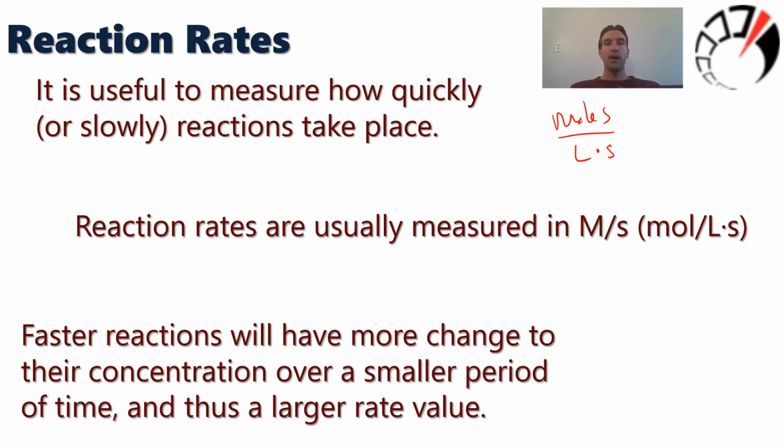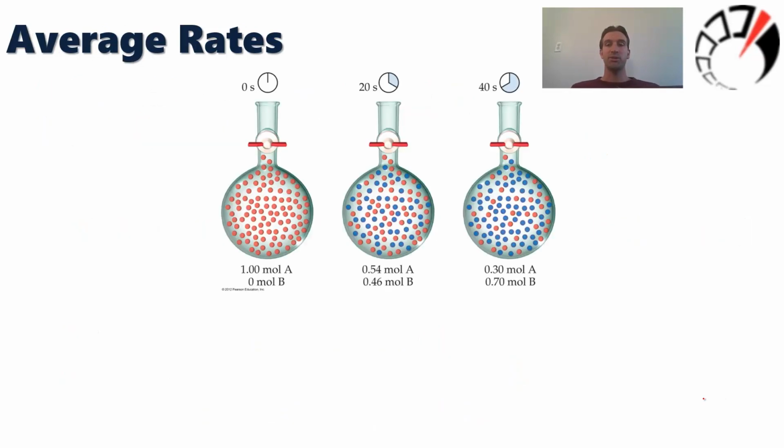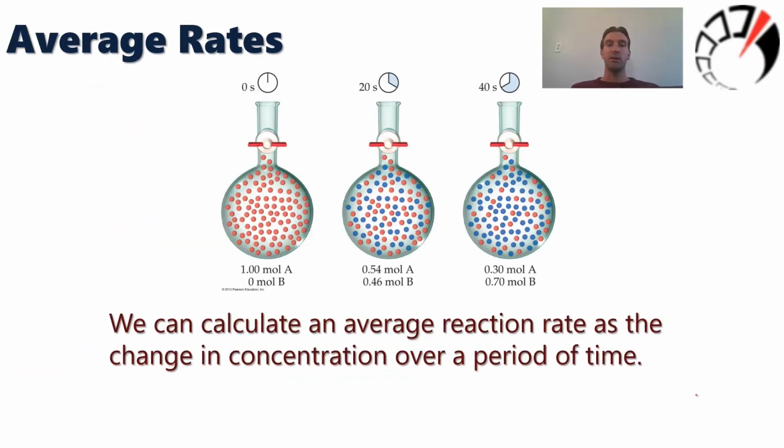Now, this change that's happening can be expressed in a number of ways. To help you understand this, I want to break it into different periods of time. In the example shown here, at time 0, all we have are these red particles. At time 20 seconds, we have fewer of the red particles and we now have blue particles. Then at time 40, you'll notice even fewer red particles and even more blue. So we're changing from red to blue. That's one way of interpreting the change that we see here.